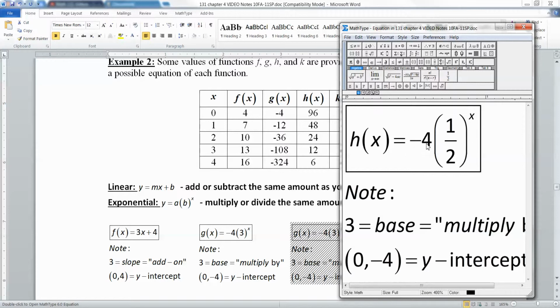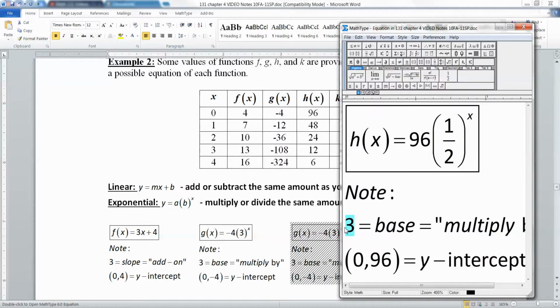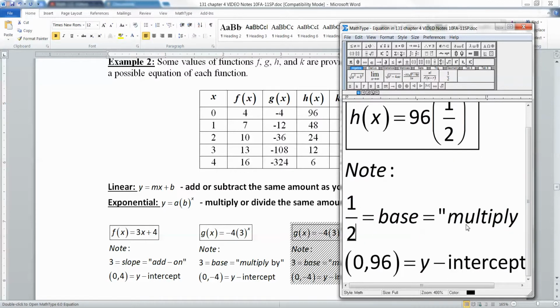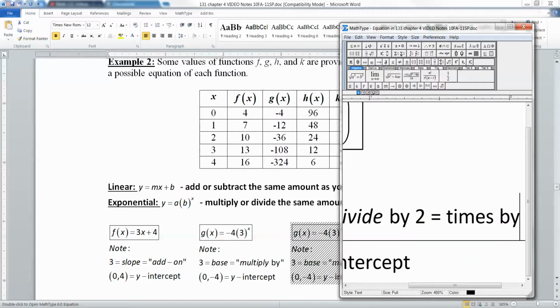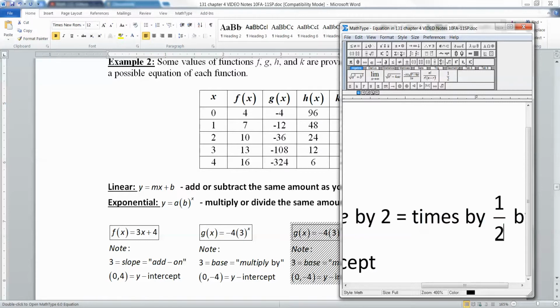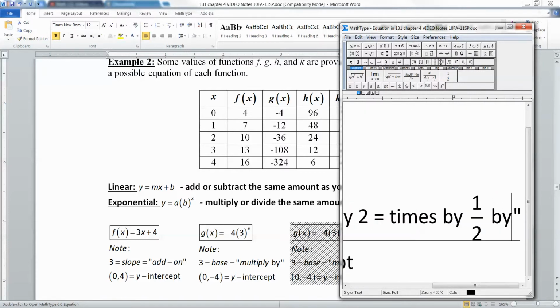48 divided by 2 is 24, sorry. And 24 divided by 2 is 12, and so on. Okay, so it's a half that we're working with, right? We're multiplying by a half, which is the same thing as division by 2. And our starting point is 96, right? Because (0, 96) is our y-intercept. So that means that a is 96. And then our base is a half because we really divide by 2. When you divide by 2, you're really multiplying by a half.